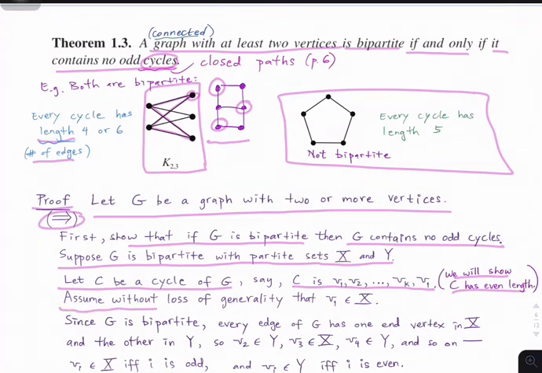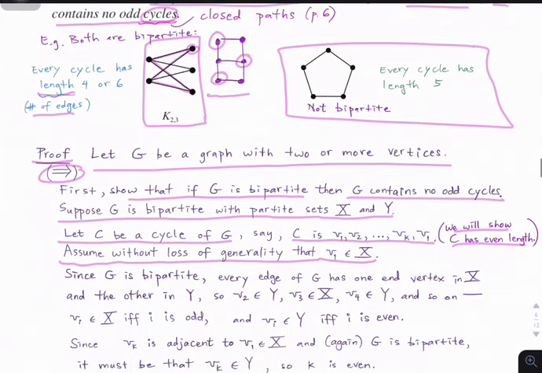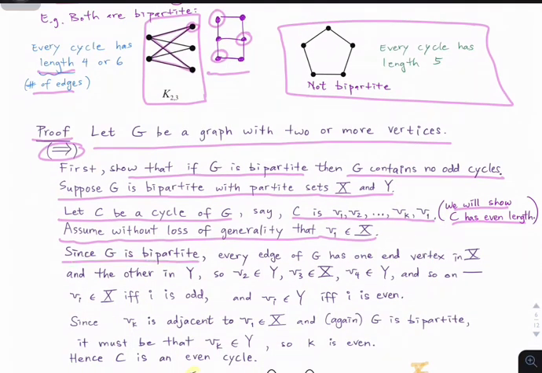And we can assume, without loss of generality, that V1, the first vertex, is in the set X. Since G is bipartite, by definition, every edge of G has one end vertex in X and the other in Y. And so the second vertex in our cycle, V2, must be in Y, and then the next vertex V3 must be in X, and the next vertex V4 must be in Y, and so on. So what that means is that the vertex Vi in the cycle is in the set X if and only if i is odd, and the vertex Vi in the cycle is in Y if and only if i is even.